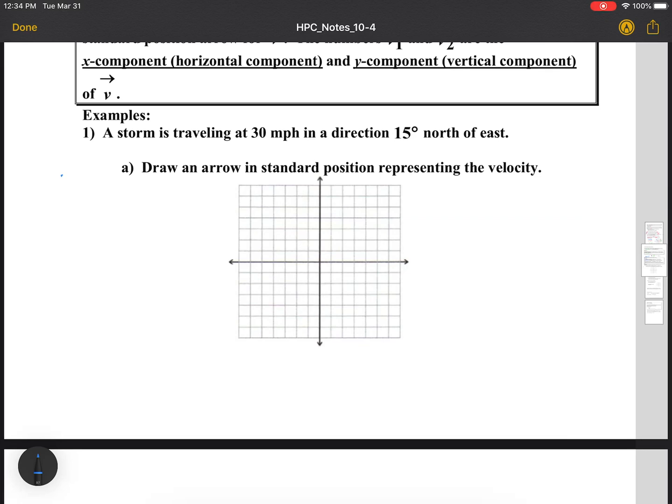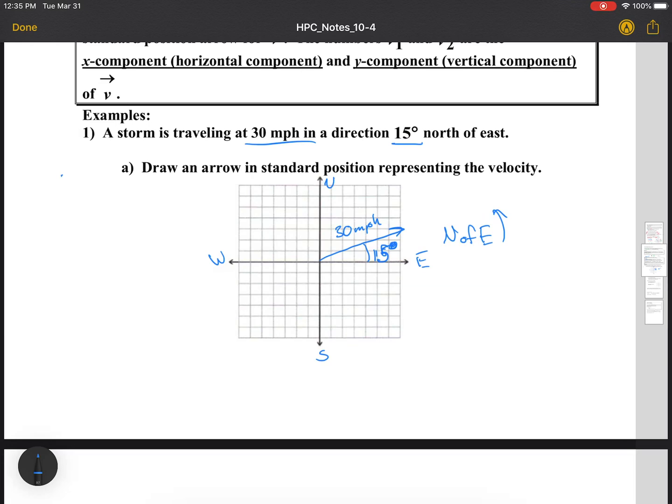A storm is traveling at 30 miles per hour in a direction of 15 degrees north of east. So think about this. They're talking about 30 miles an hour, 15 degrees north of east. Remember we got our north, our east, our south, our west. This is about 15 degrees, and we got a magnitude of 30 miles per hour, and it's going north of east.